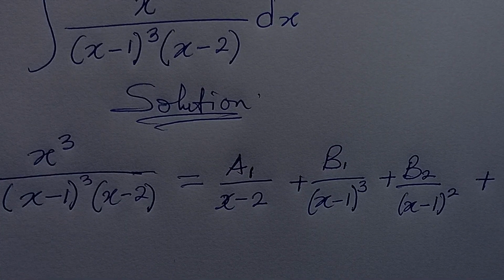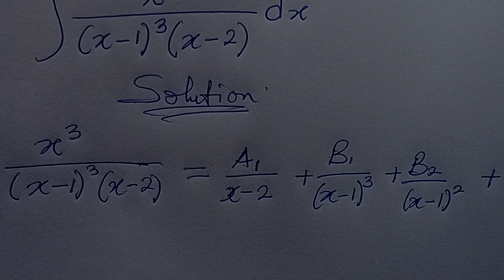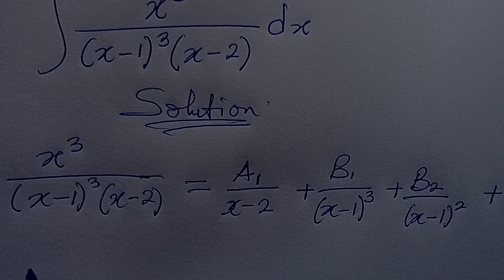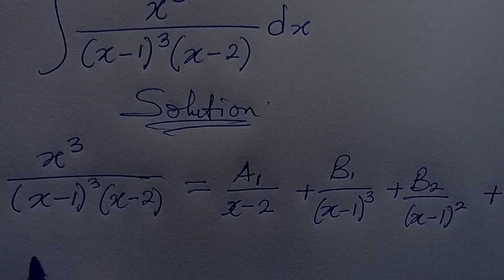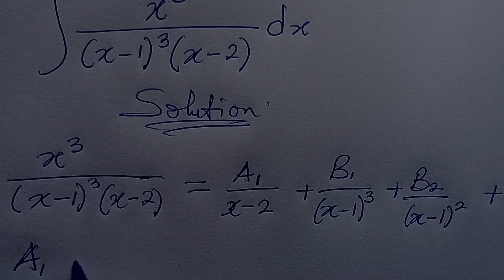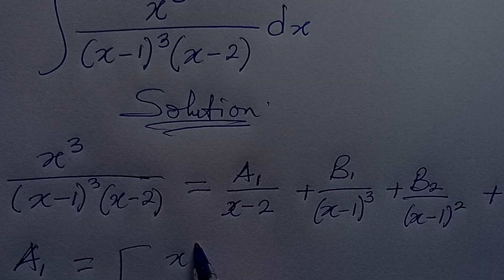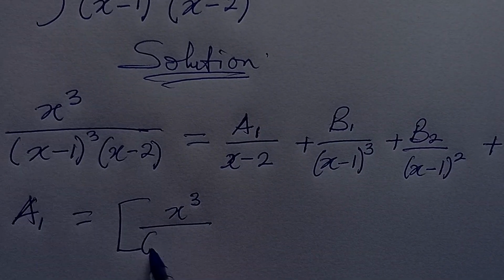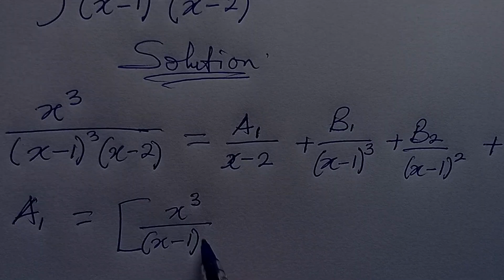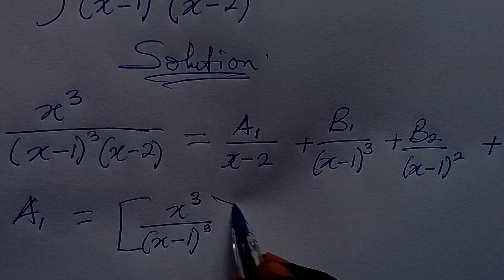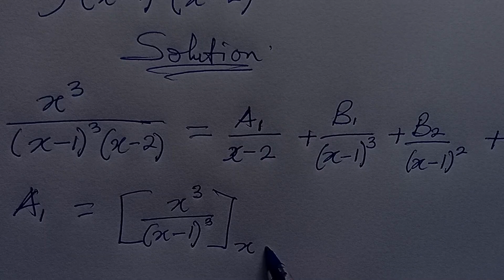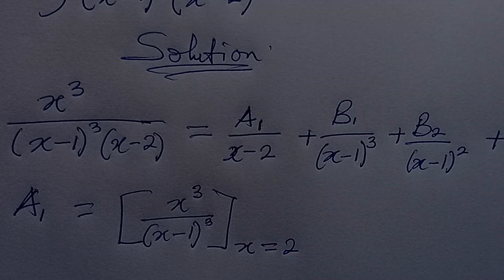So what do we do? Look at what I want to do here. A straightforward method: we're going to take the first one, which is our A. We want to get the value of A1. Here we have x to the power of 3 all over (x minus 1) raised to the power of 3, and here we're going to set x to be equal to 2 to solve for A.